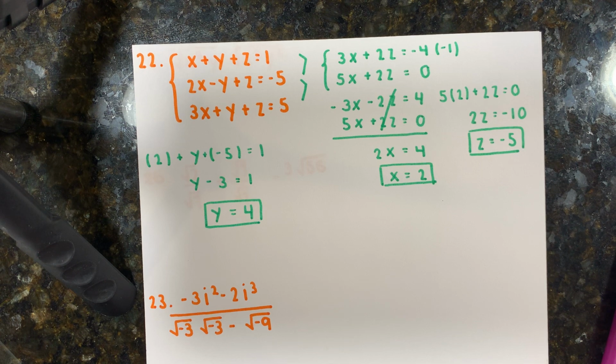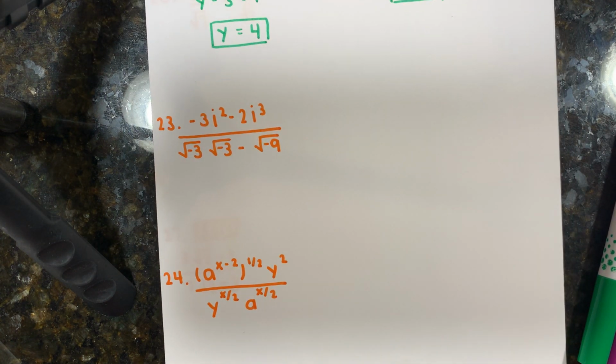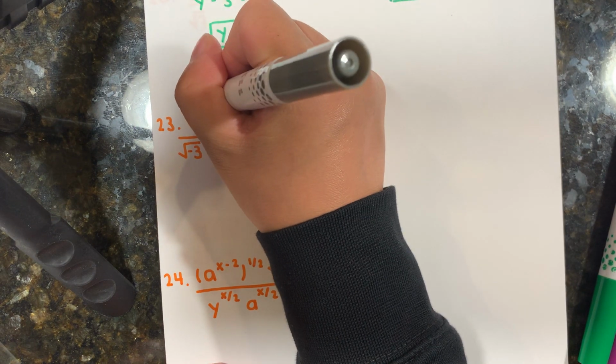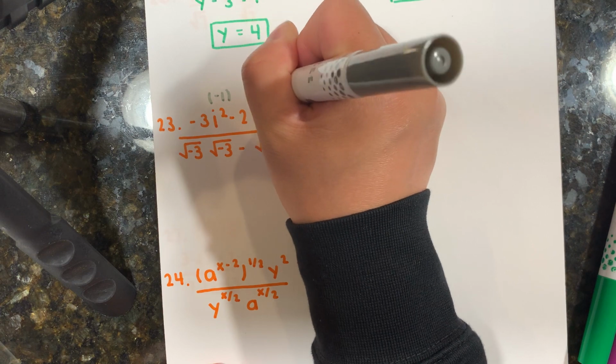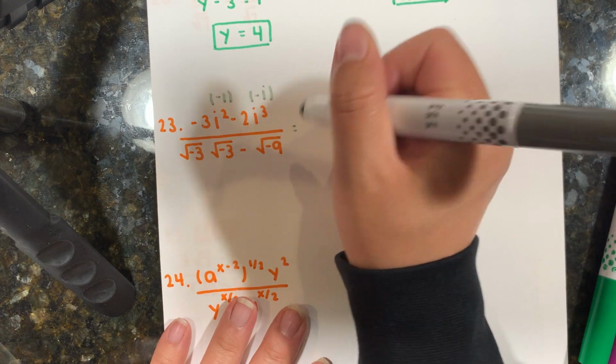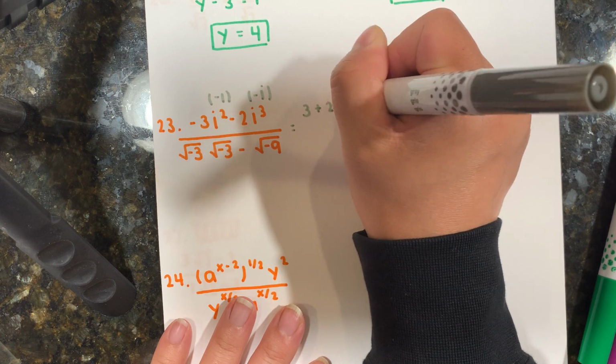So it would be 2, 4, negative 5 for number 22. Now looking at number 23, we're going to simplify. i squared is equal to negative 1. i cubed is negative i. So this will turn into 3 plus 2i.